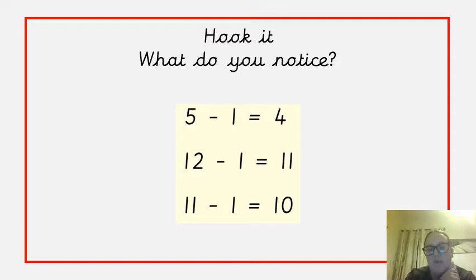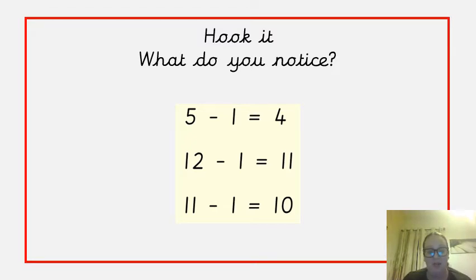Okay, here's our hook, everybody. You talk to your grown up, pause the video while you have your chat. What do you notice about what's on screen today? Have a go, and I'll get everyone back.